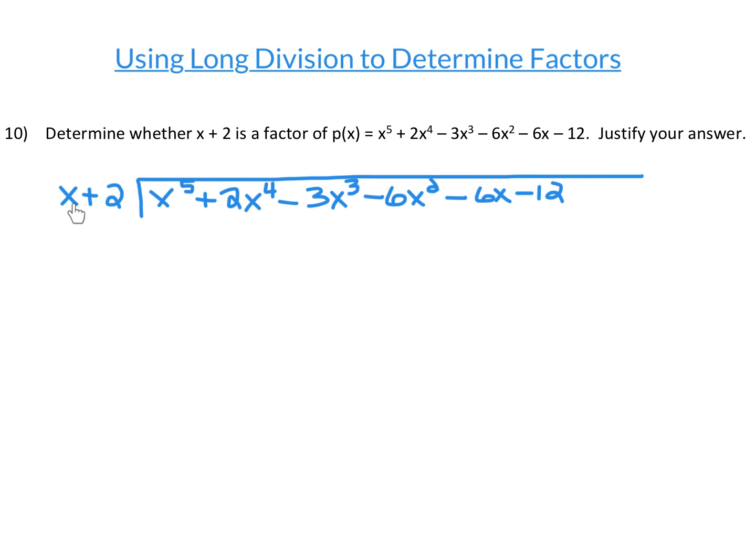So I'm going to look at my first term out here and my first term under here, and I'm going to say, what do I multiply x by to give me x to the fifth? Well, x to the fourth. So I'm going to put that on top of my division bar, and then I'm just going to distribute. So x to the fourth times x is x to the fifth, and x to the fourth times 2 is positive 2x to the fourth.